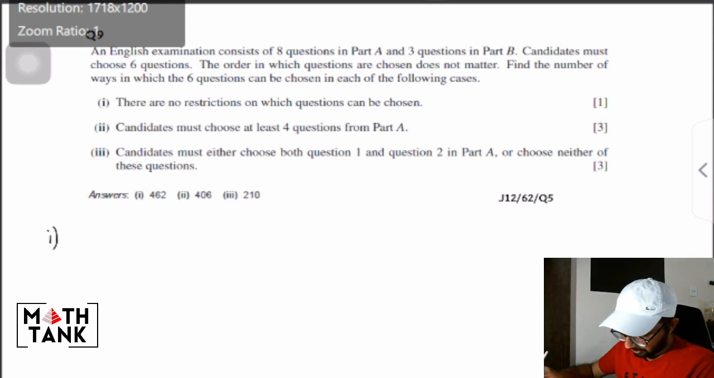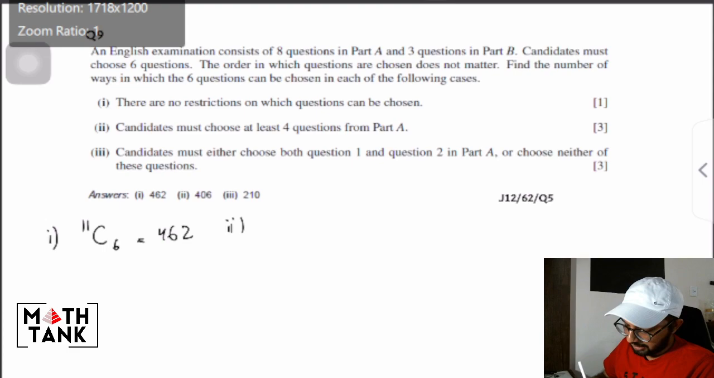So if there are no restrictions, there are a total of 11, and so 11C6. What does that give me? 462. That was easy. Part 2, candidates must choose at least 4 questions from part A. So let's talk about this. A and B, I'm going to write the totals up top, 8 and 3. So at least 4 questions from here.